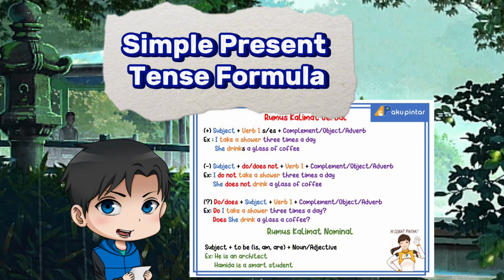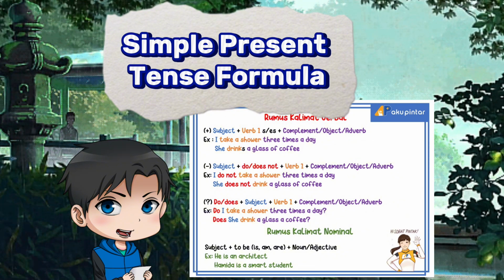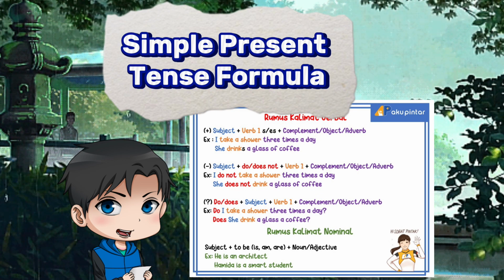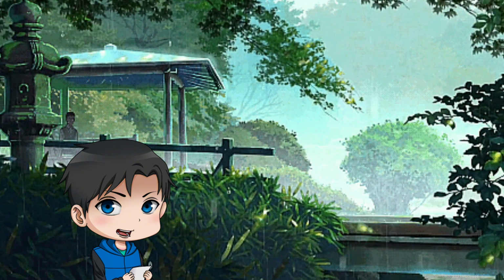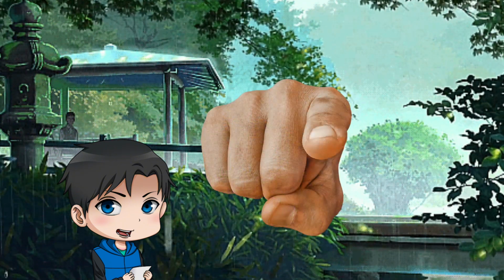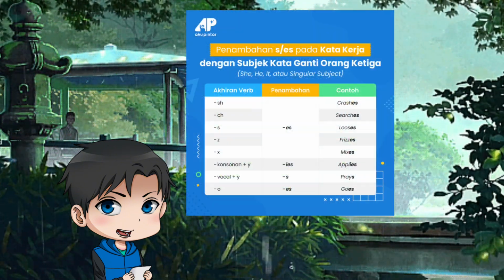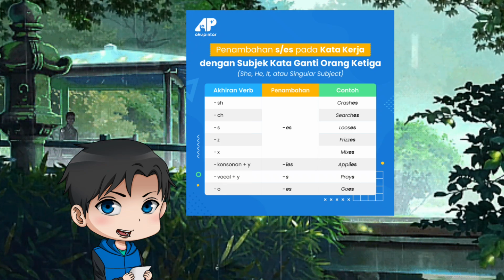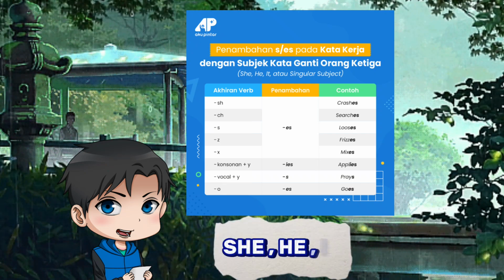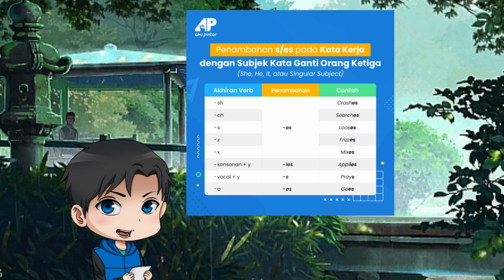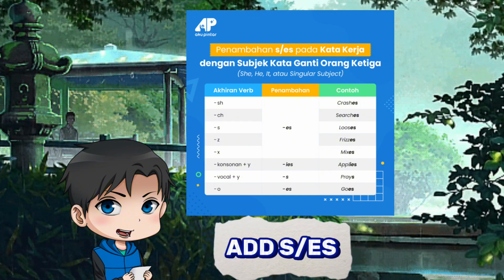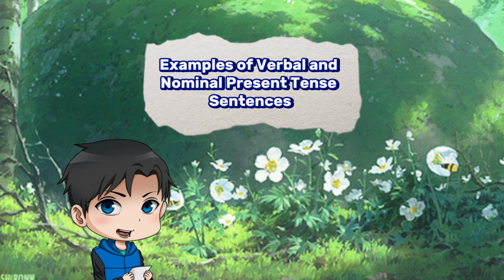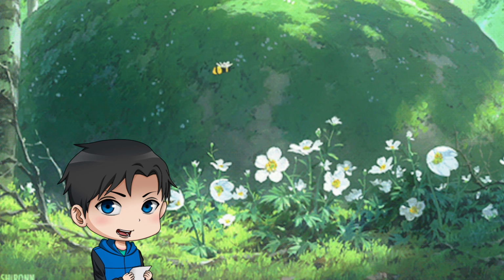Meanwhile, in the formula for nominal sentences, we have to add to be, is, am, are after the subject. But keep in mind, friend, if you make a sentence with a third-person pronoun as the subject, she, he, it, or a singular subject, there are some verbs that must add s at the end. Examples of verbal and nominal present tense sentences.